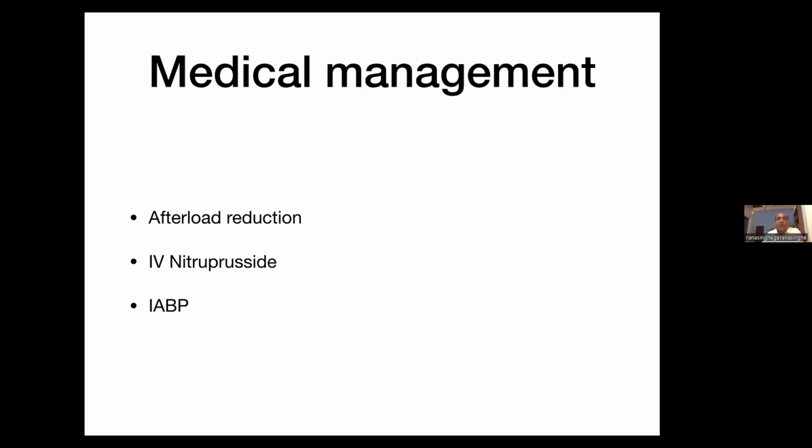To reduce the afterload, we have to start drugs like nitroprusside, which will reduce the aortic pressure and increase the forward flow from the left ventricle to the aorta, rather than the regurgitant flow. And the intra-aortic balloon pump is one of the key elements. You can use it. So the definitive treatment is surgery, which has to be organized as early as we can.